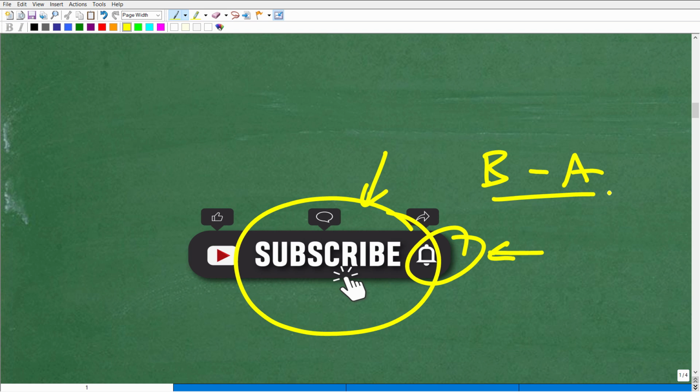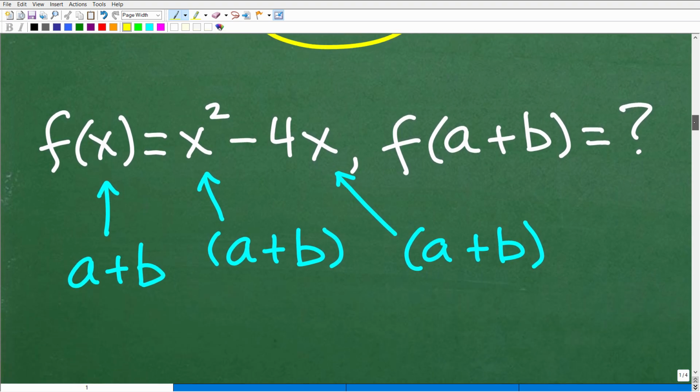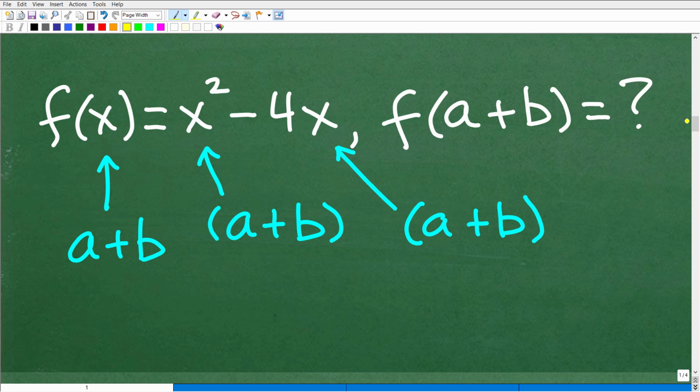That's what I'm trying to do, is teach this stuff in a way that you like and understand. Okay, so back to the problem. All right, so as we talked about, a function is a rule. This is the input value.